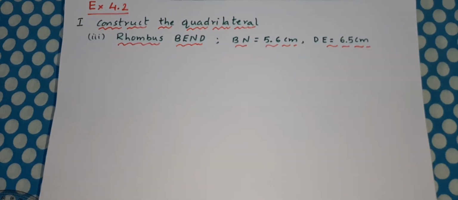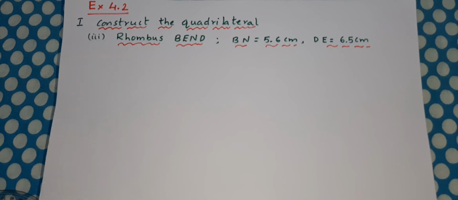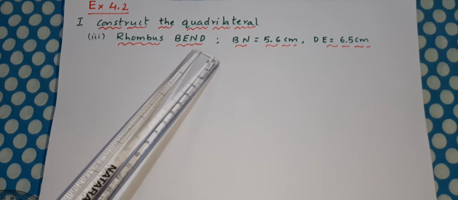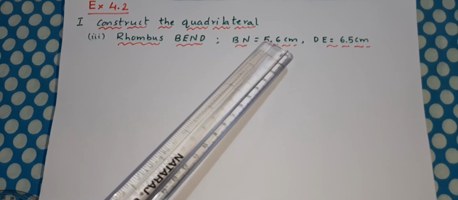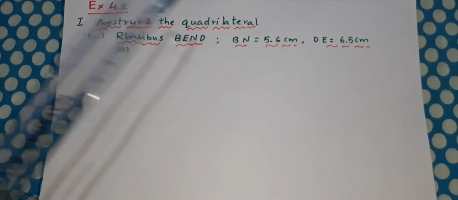Right, children? Let us construct the quadrilateral from exercise 4.2. In question number 1, construct the rhombus, the third one. I am going to construct here rhombus BEND. They have given BN equal to 5.6 centimeter and DE equal to 6.5 centimeter.